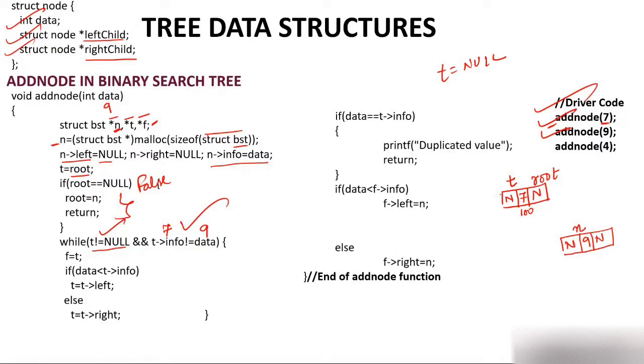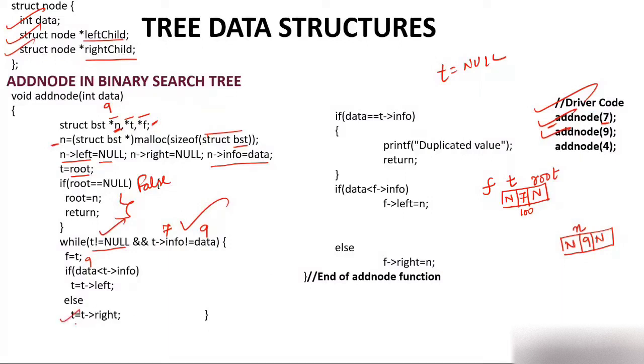What is there in t? 100. F is also pointing to the 100. Now there are three pointers which are pointing to the same node: f, t and root. All three pointers are pointing to node 100. Fine. Is data 9 less than t info? No, 9 is not less than t info.